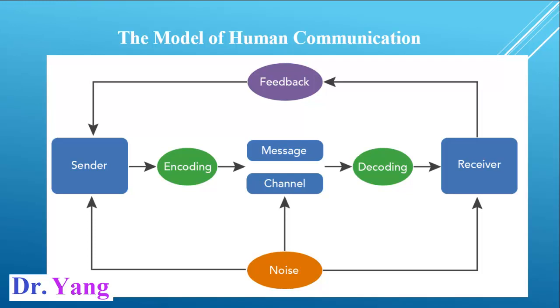So the receiver will receive the message and also process it by decoding the message. Throughout the whole process, there's always noise surrounding it. After the receiver got the message and processed it, the receiver will also send a feedback to the sender. So this is what we call a transactional model of human communication, because there's always some kind of feedback involved. So it is a two-way communication.